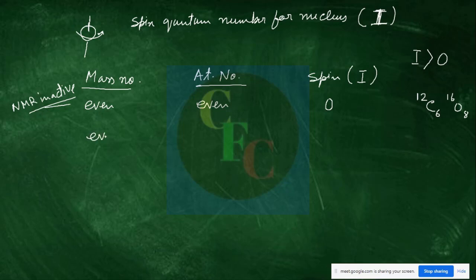But if you have even mass number but odd atomic number, example say 14 nitrogen, so you have even mass number, odd atomic number, they might have spin number 1, 2, 3 like this, right? So these nuclei will have integral positive numbers of spin, right? I mean, this nitrogen will not have 1, 2, 3, all these things. They will have either 1, 2 or 3, something like that.